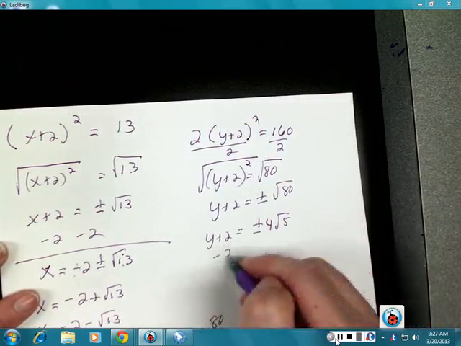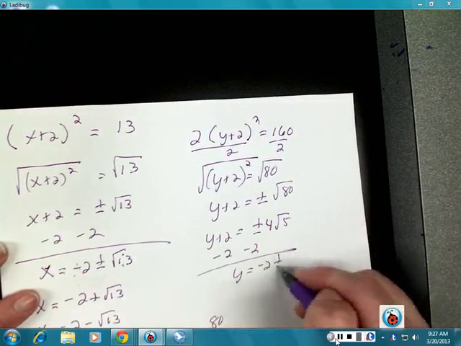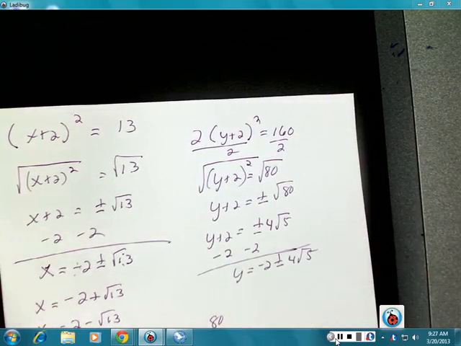And then last of all, subtract 2, and you find y is equal to a negative 2 plus or minus 4, the square root of 5. Okay? So that's what you'd end up doing with that one, and to come up with your answers and your solutions to it. Okay?